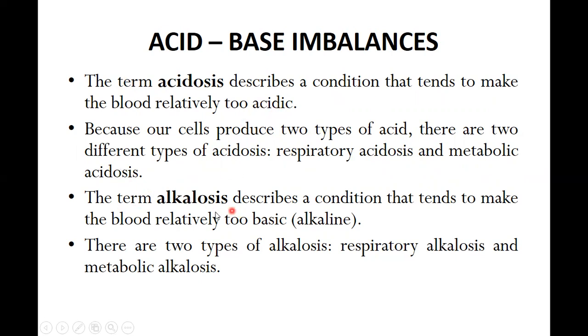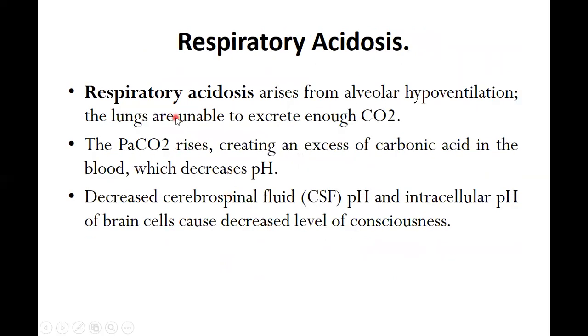Then the term alkalosis describes a condition that tends to make the blood relatively too basic or alkaline. And there are two types of alkalosis: respiratory alkalosis and metabolic alkalosis. Let's begin with the acidosis. We'll begin with respiratory acidosis.